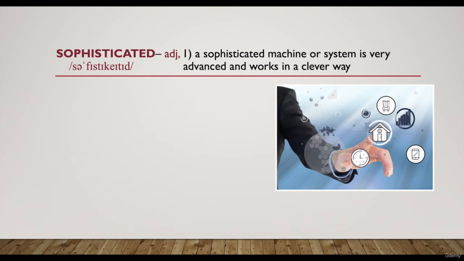Let's now move on to the next word, and it is sophisticated. Sophisticated is the American pronunciation, and in British English you will hear the T sound more clearly. So it will sound like sophisticated. Sophisticated is an adjective, and if we talk about a machine or system, it means it is very advanced and works in a clever way. So that's the first meaning of the word sophisticated.